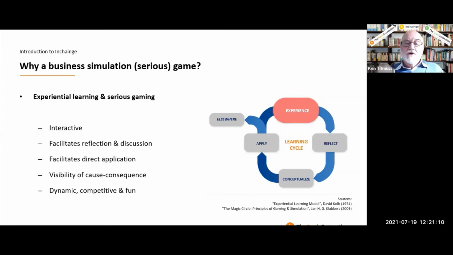It facilitates direct application. So we can put something into the simulation and we can see how it works. And then we have visibility of cause and consequences. Oh, this has happened because we did that. But it's very dynamic, it's very competitive, and it is a lot of fun as well. When you play the game, you're generally in a pool with other teams, and there's a lot of competition between these teams, believe me, particularly when I run it in-house at companies where we have 3 or 4 teams competing, it becomes very competitive.